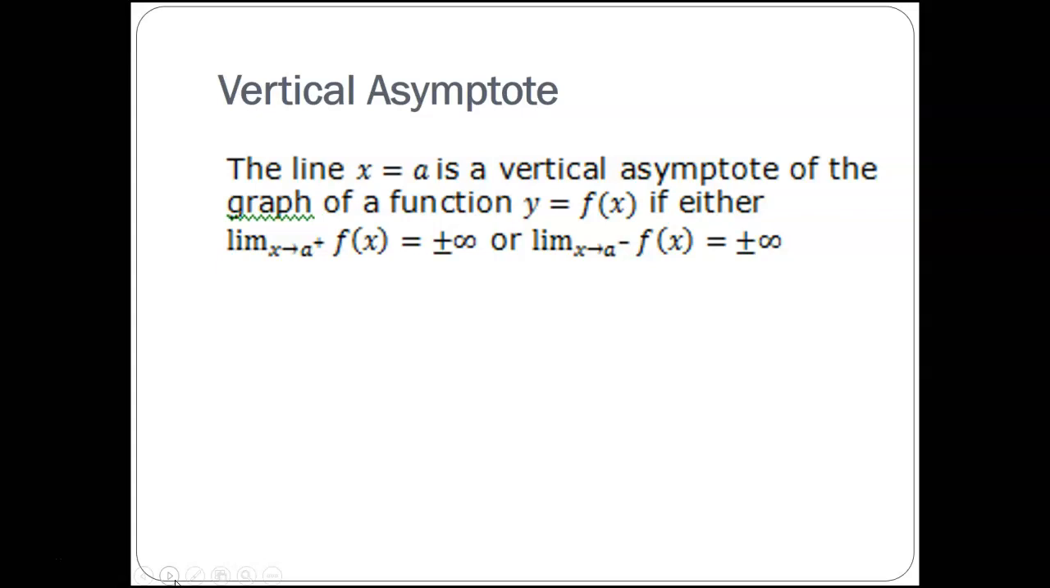Okay, the vertical asymptotes are similar to horizontal asymptotes in that they are a line on our graph that does not exist in our domain. So the line x equals a is the vertical asymptote of the graph for y equals f of x if the limit as x approaches a of f of x is equal to positive or negative infinity. So what this means is exactly what happened in that example at the beginning.